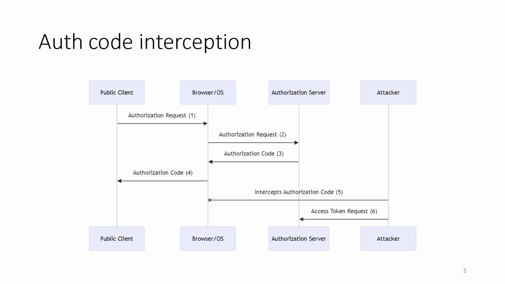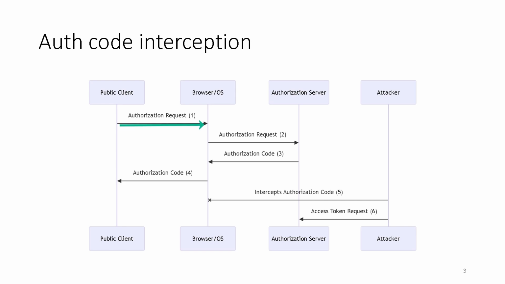This attack can also be prevented by using a state parameter, which is a random value generated by the public client and sent along with the authorization request. The authorization server will return the same state value in the authorization response, and the public client can then verify that it matches the original state value and that the response was intended for it.